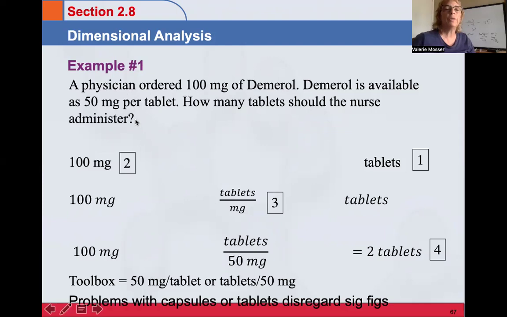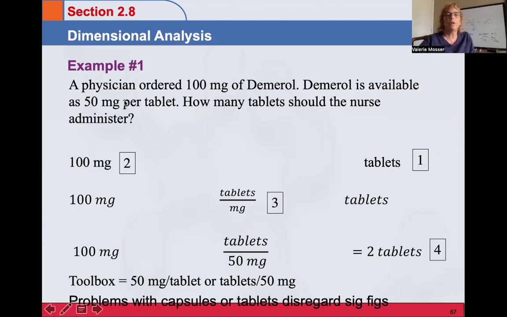When you're looking for what you want in a problem, you're always looking for a sentence like this. How many, how much, how far? There's always a question in the problem that tells you what you're looking for. And in this case, you're looking for a number of tablets. So we write that down over here. How many tablets? That's your step 1.